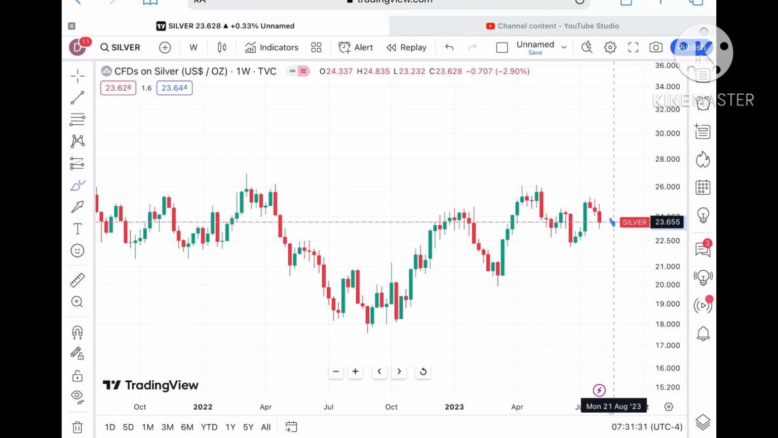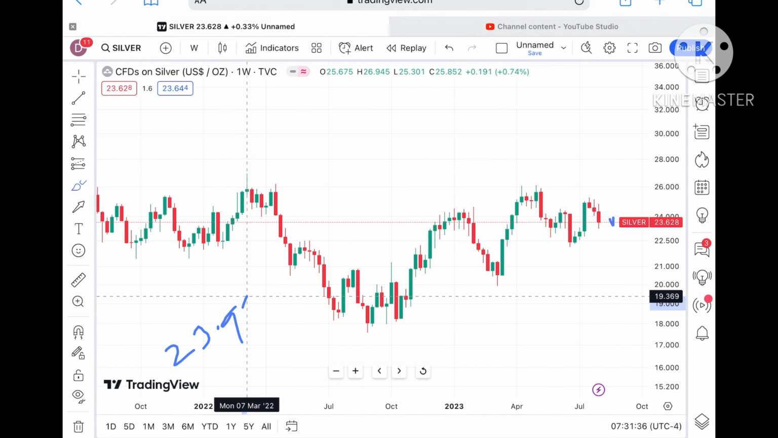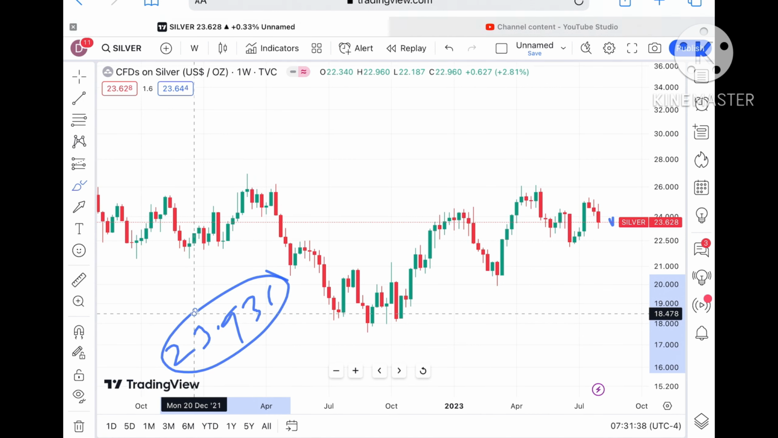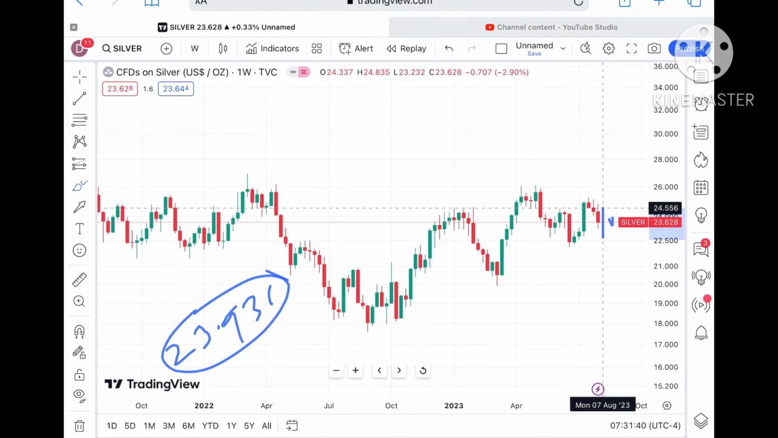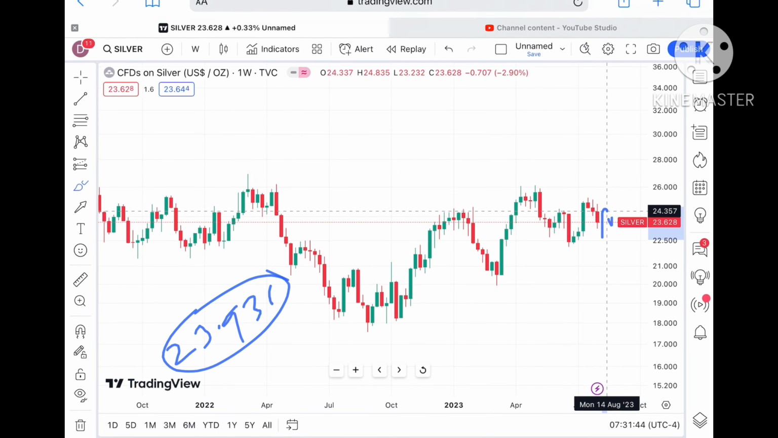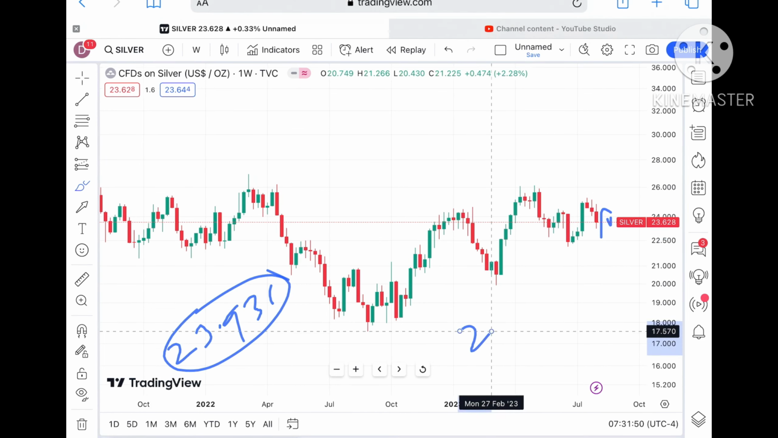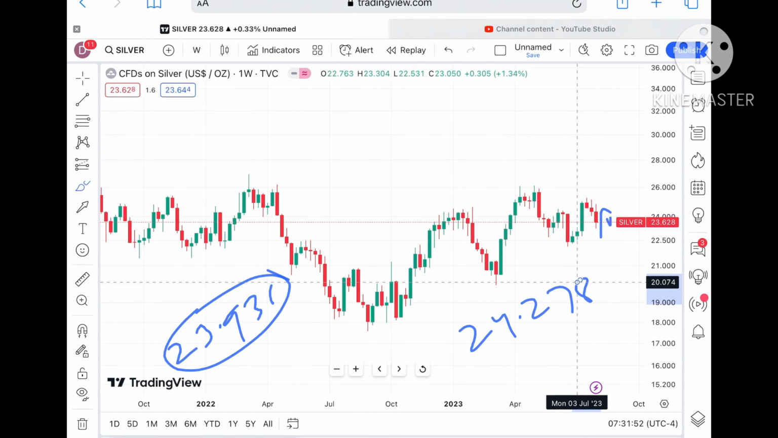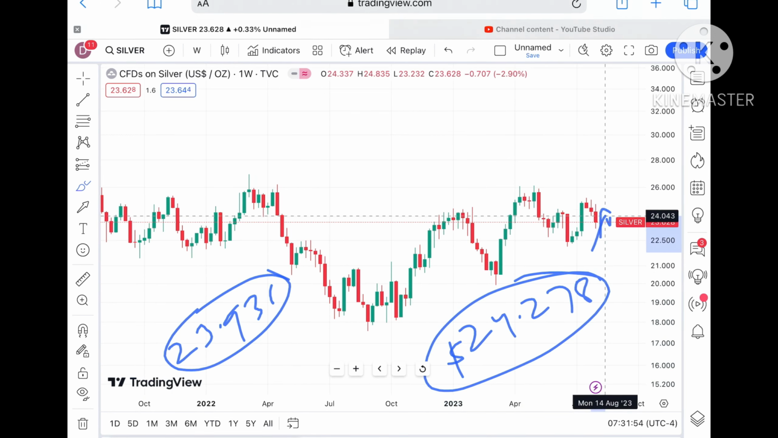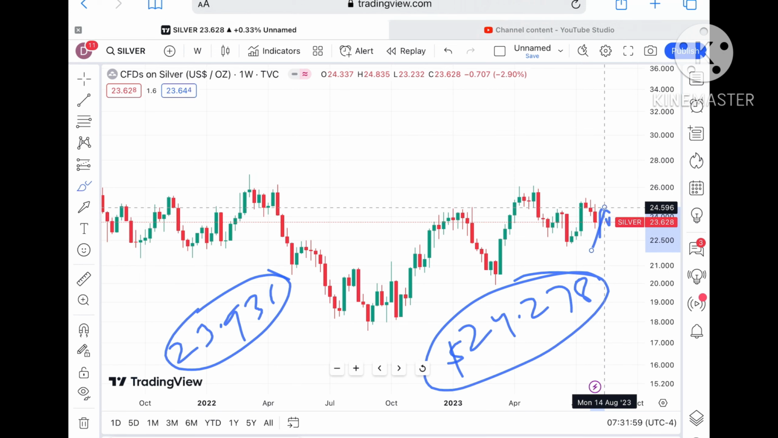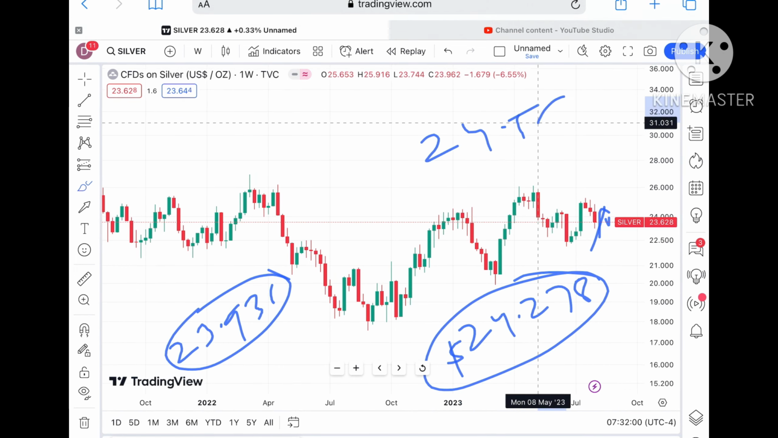Suppose the price sustains this level, it will move towards a level of $23.936, and if the price moves above that level, it will go further upside. After moving above 23.936, a probability of going towards around 24.278 is there. Once the price moves above that level, it will go further upside, and chances of touching around 24.596 are there.